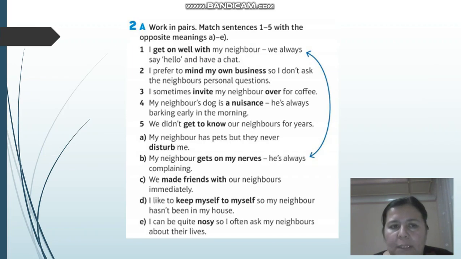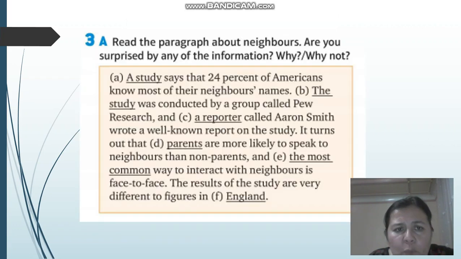Here in exercise 2a, work in pairs. If you cannot work in pairs, match sentences 1 to 5 with the opposite meaning, and work with the words in bold. Find the meaning of these words in a dictionary. Then please find the match with the opposite meaning.